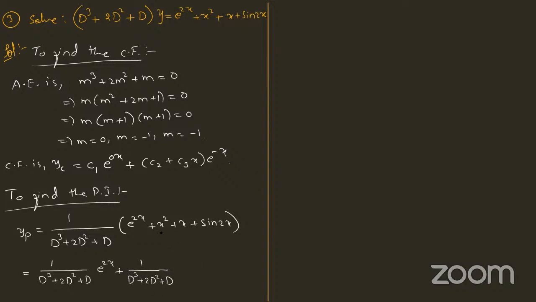This you're operating on. We have no need to take these two separately. Both are polynomials, both are algebraic functions, so let's take them together. So this has one simple function, x square plus x. And then the other one separately, which is 1 divided by D cube plus 2D square plus D, which you are operating on sine 2x. Right? Now let's take these three one after the other individually.